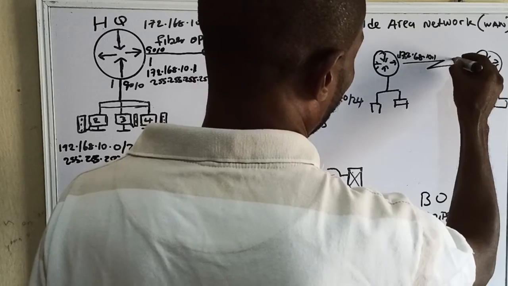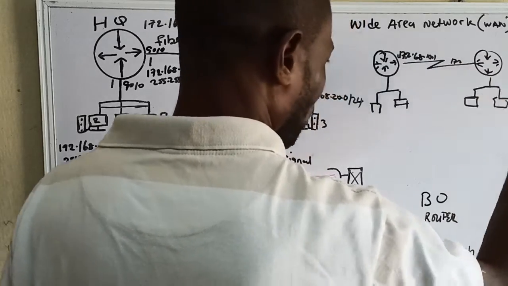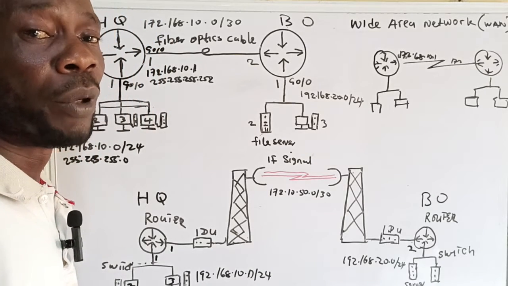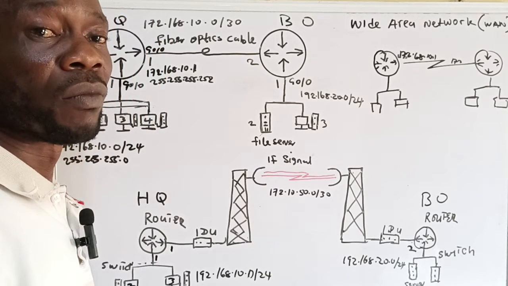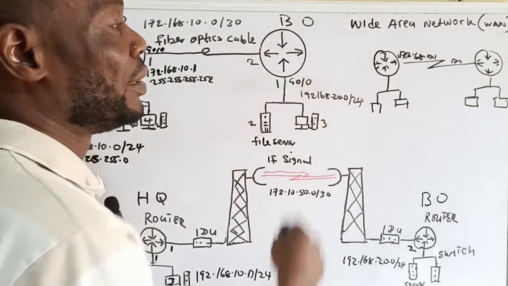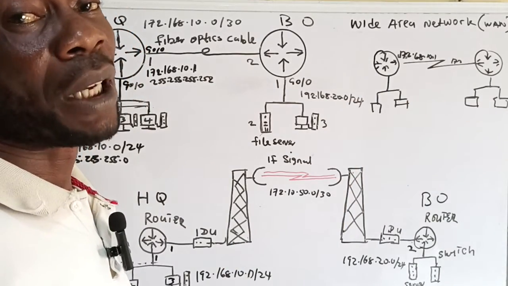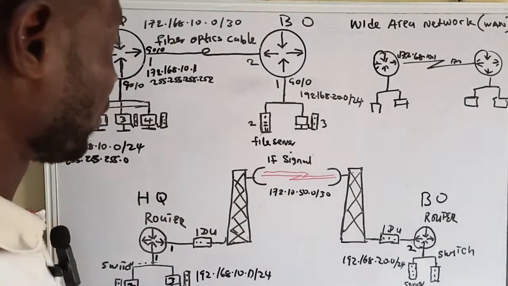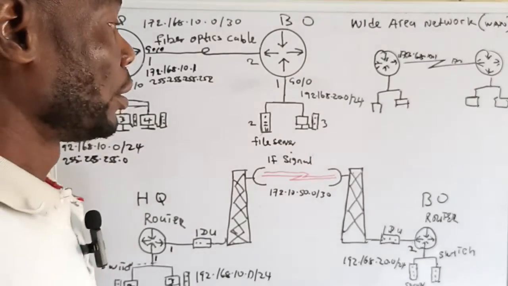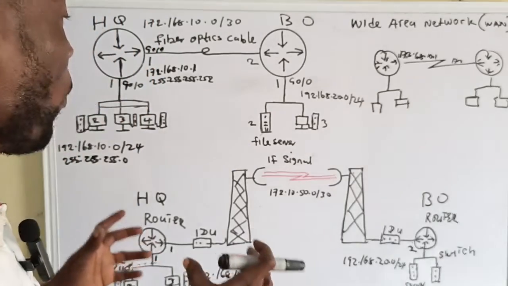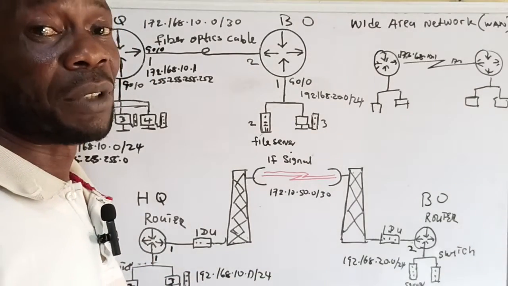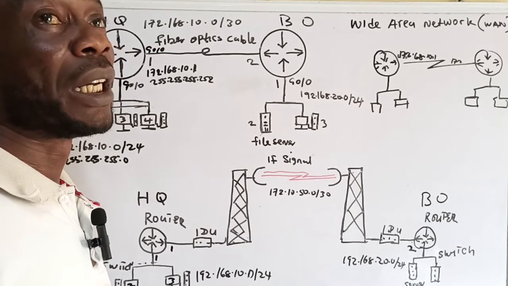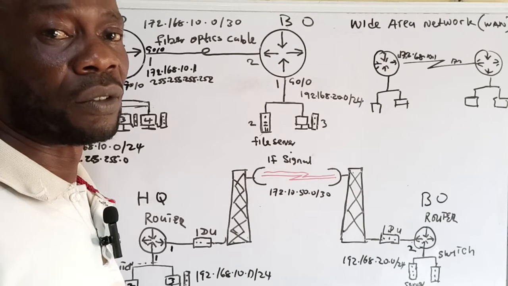Here you put 172.168.10.1, and here the same, whichever IP address you choose or bought from the ISP. Most times WAN links use public IP addresses that can go to the internet. So that is it. This is how a WAN, wide area network, is established, and this is also how companies link up their branch offices together.